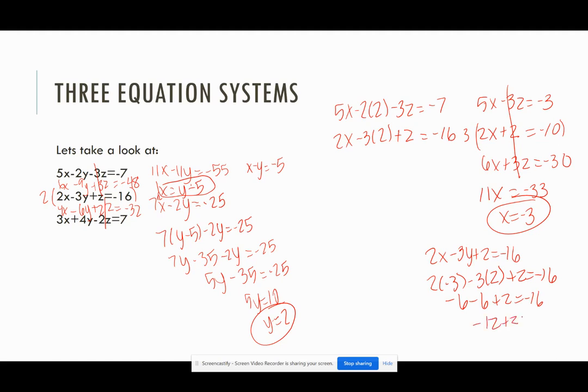Negative 12 plus z equals negative 16. So my z equals negative 4. So we put this in brackets. You put your x first, then your y, then your z. So we'll have negative 3, 2, and negative 4.